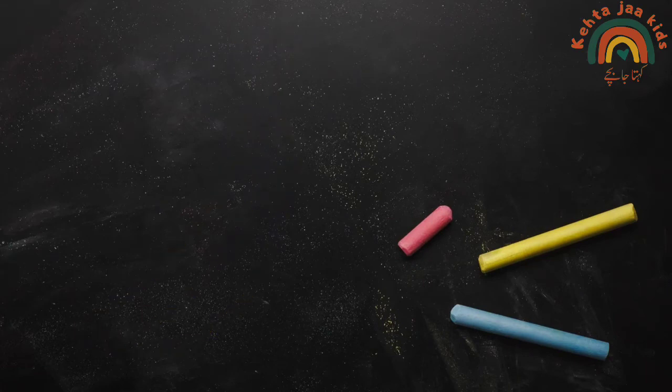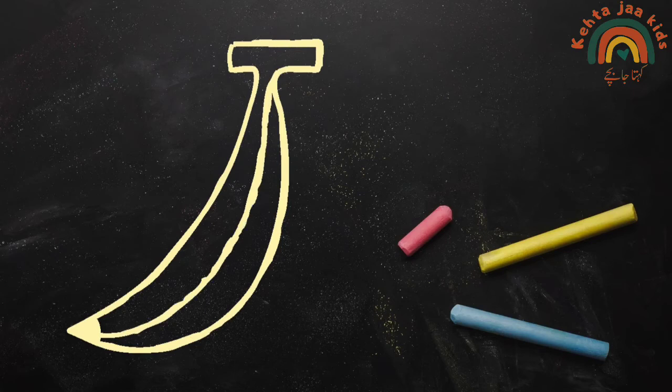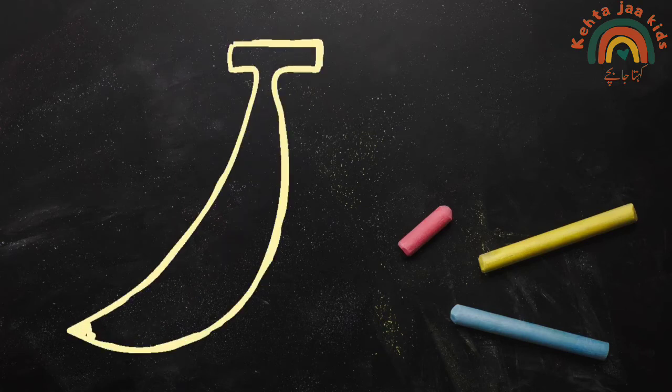Which fruit is this? This is a banana. Banana के उर्दू में क्या कहते हैं? केला. Banana, केला.